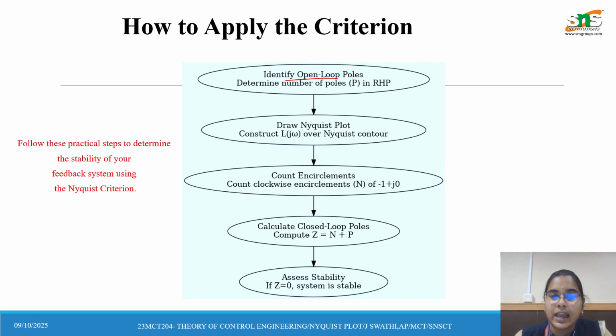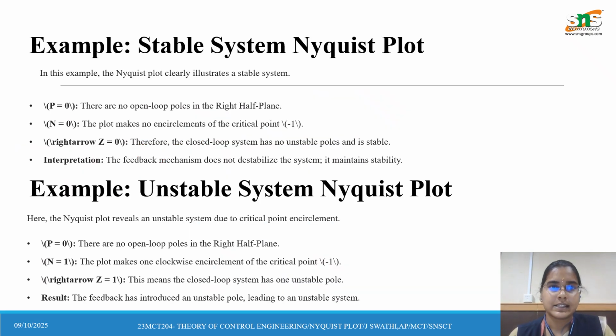And next one is assess the stability. If Z is 0, the system is said to be stable. So these are the practical steps which apply for the analysis and for the stability criterion. And next, with the examples, we can analyze the stable system and the unstable system of the Nyquist plot.